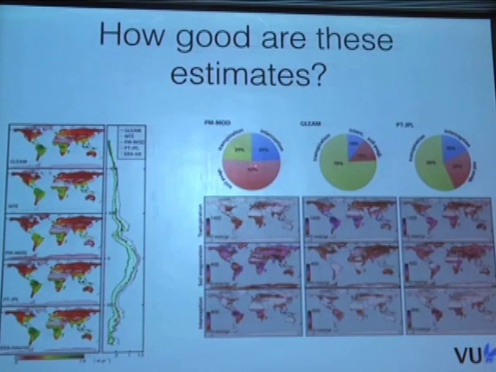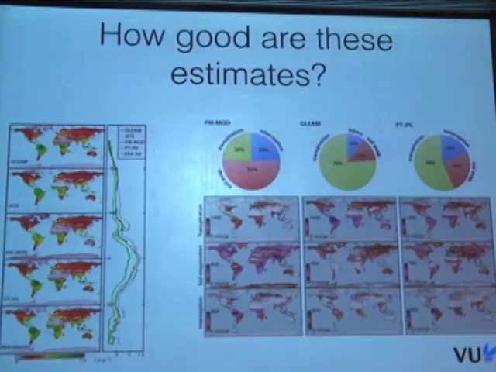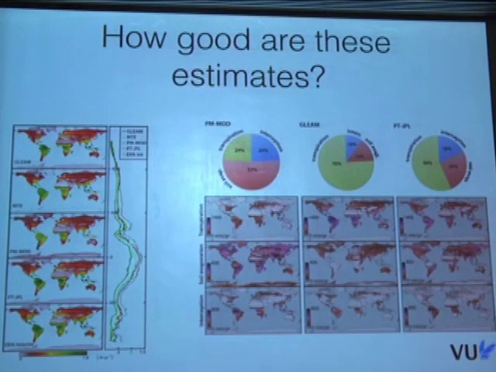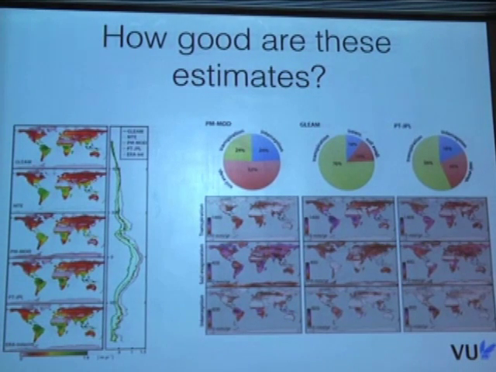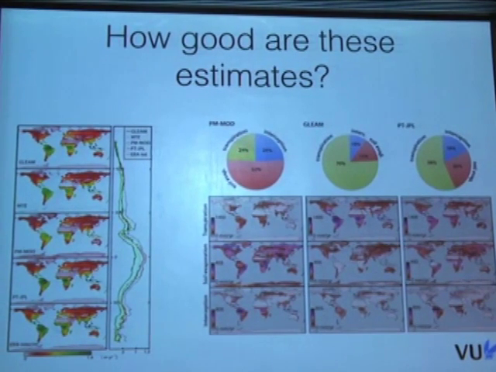But if you take two other ones, you get rather completely different partitioning. This one seems to think that 50% of the total evaporation is soil evaporation, and only 25% roughly transpiration. If you look at this, it seems to get the interception roughly a little bit more than what we have. The transpiration is essentially less.